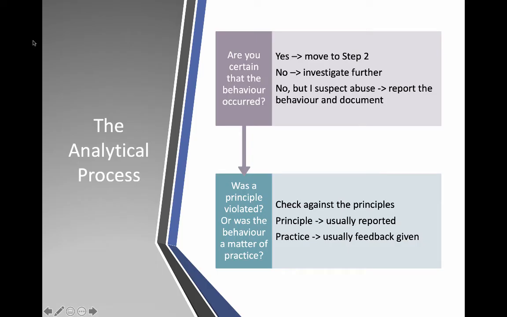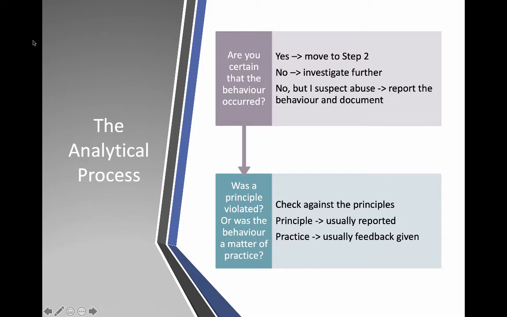First, you're going to ask yourself, are you certain that the behavior you're concerned about actually occurred? If the answer is yes, we'll move down to step two. If it's no, we might investigate further, with one exception that we've already learned. If I suspect abuse, then I don't do the investigation myself. I report the behavior and document. So at the point where I say I suspect abuse, I change my behavior and report it. That's the only instance where we do this.